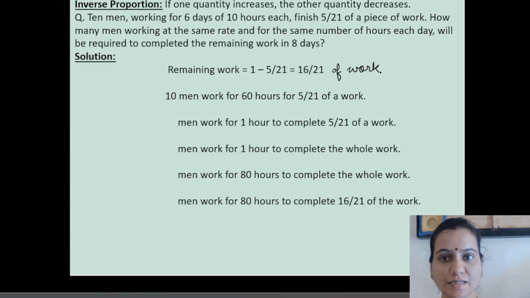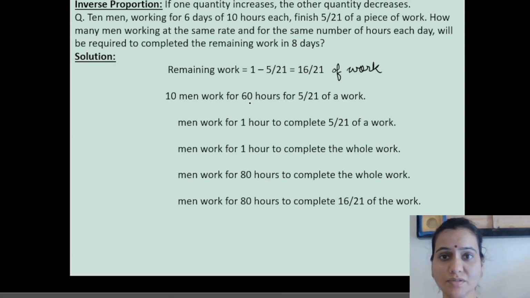Remaining work is 16 by 21 of the work left to be done. So we need to find out how many men will be able to complete it in 80 hours. Let's move towards the solution. 10 men work for 60 hours for 5 by 21 of a work. Means they are able to complete 5 by 21 of a work in 60 hours.